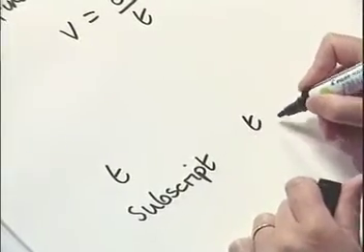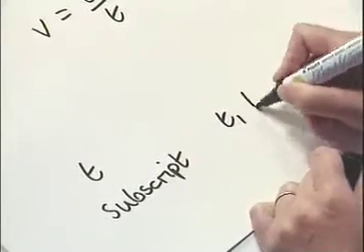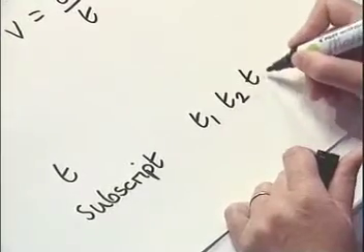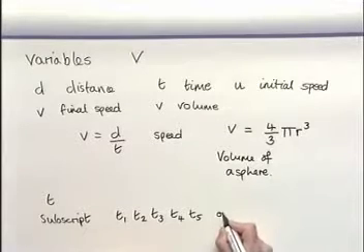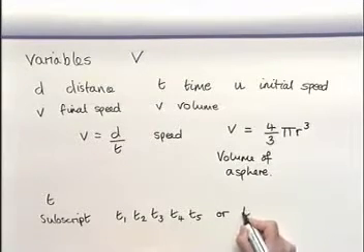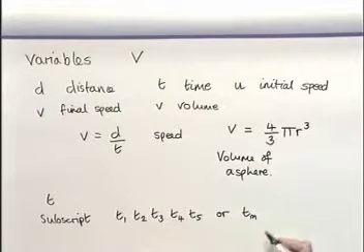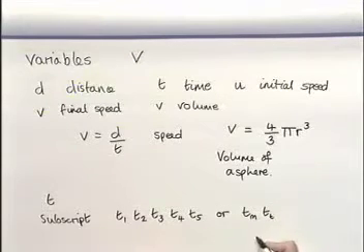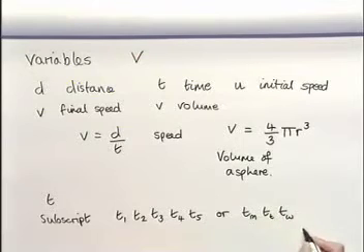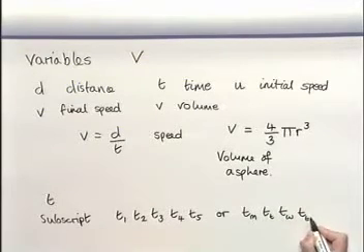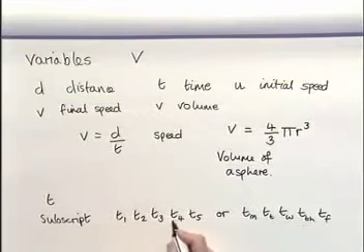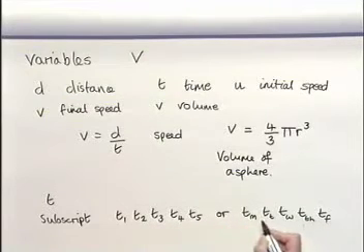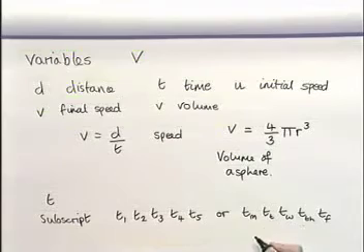So for day 1, we might use T1. The next day, T2, T3, T4, and T5. Or we might want to be a little bit clearer and actually put perhaps TM for the time on Monday, TT for Tuesday, TW for Wednesday, we'd have to do TH for Thursday, so it doesn't get confused with Tuesday, and TF for Friday. So we can use these subscripts, small numbers or letters, at the bottom right of the variable to distinguish between them.